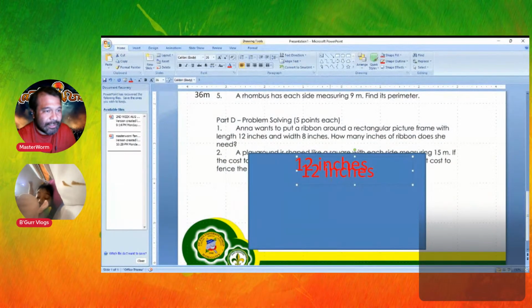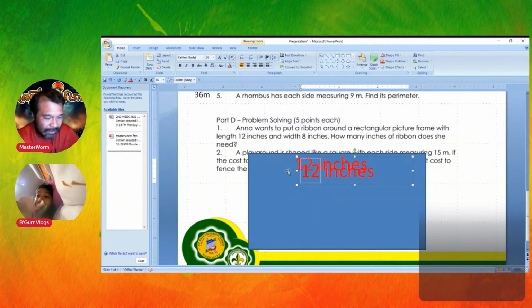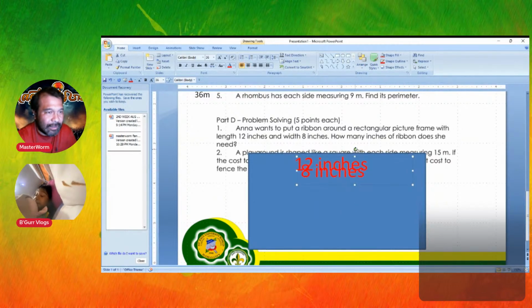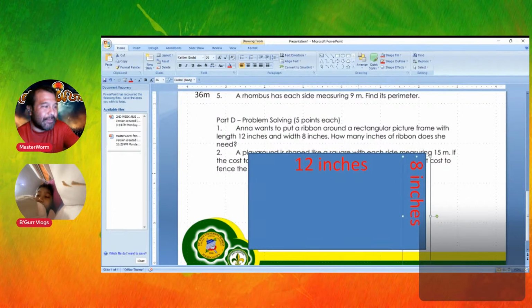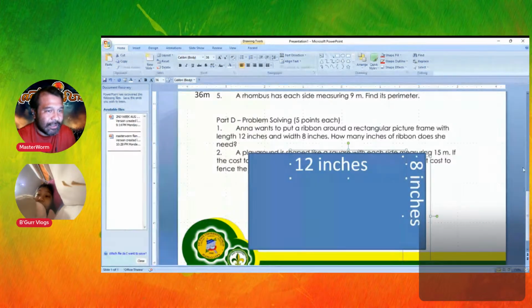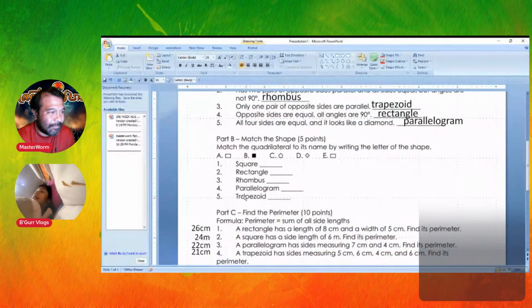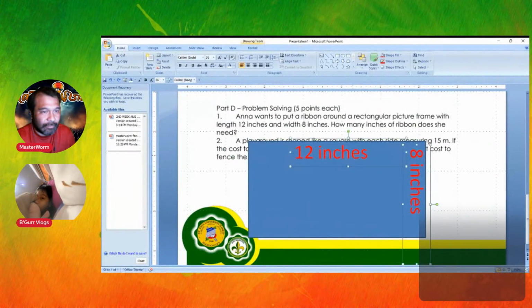So this is how the area looks, because you will be cutting a ribbon. It will look like this. From left to right, that is 12 inches, and from up to down, that is 8 inches. Okay? Did you get it? Did you see that?